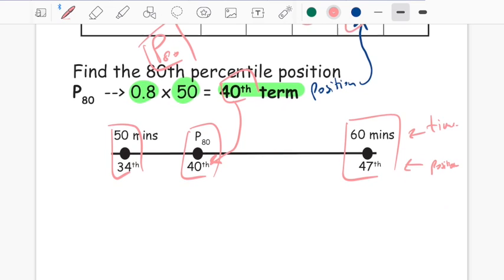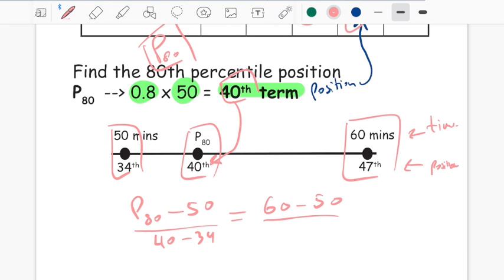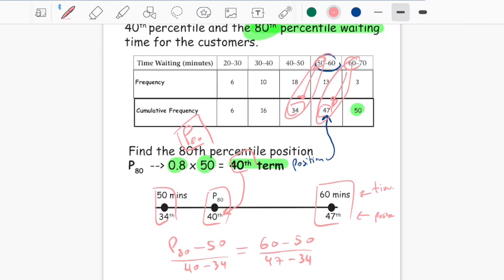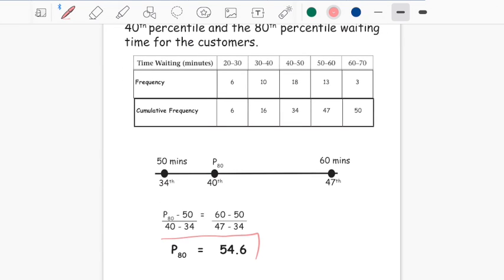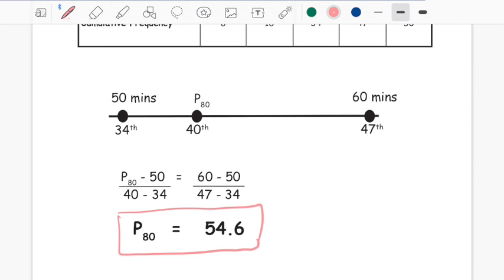Again, using interpolation, we can find it. It's going to go P80 minus 50 over 60 minus 50, equals 48 minus 34 over 47 minus 34. You can do it the other way as well, and you'll get the same answer. Now I'm going to cross multiply and simplify this. So I get P80 as 54.6. Keep that in mind.